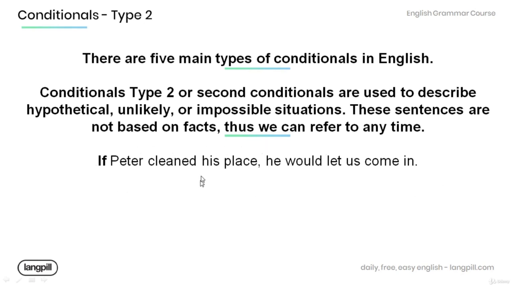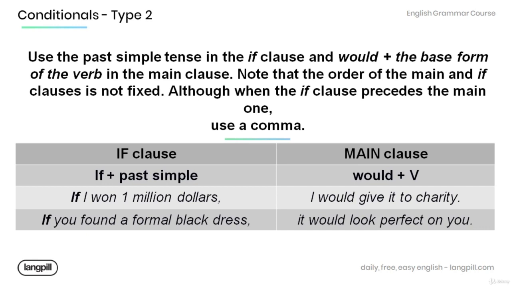If Peter cleaned his place, he would let us come in. Now make sure to use the past simple tense in the if clause and would plus the base form of the verb in the main clause. Note that the order of the main and if clause is not fixed, although when the if clause precedes the main one, make sure to use a comma. Have a look at the table below.